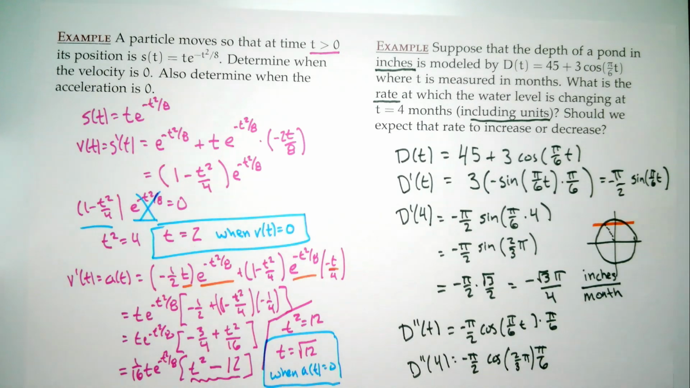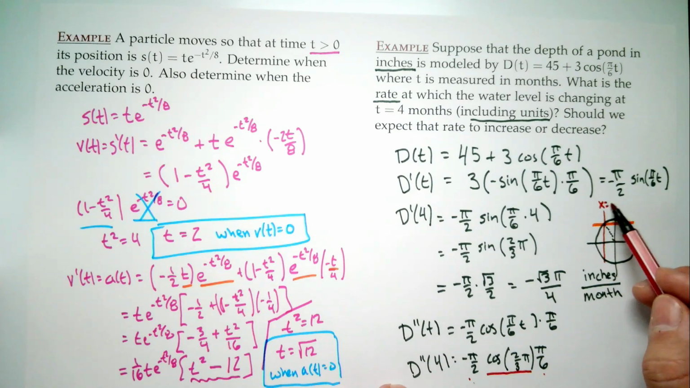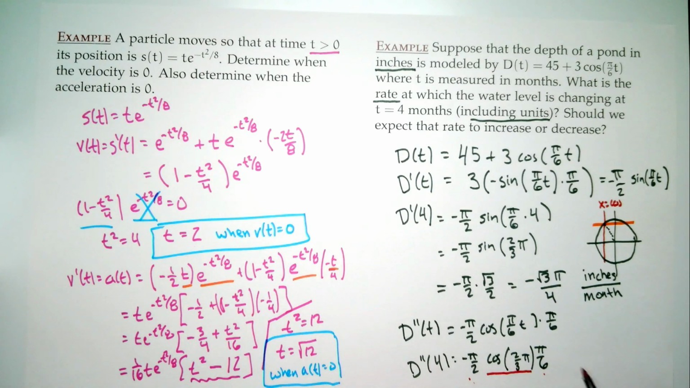So what do I need to figure out? Well, pi over 2 and pi over 6, I really don't need to know those two, but I should probably know cosine of 2/3 pi. So that's the x value. So the x value is the cosine. So what can I say about cosine 2/3 pi? Is it positive or negative? It's negative. And I have another negative up front. So their negatives combined tell us that our second derivative at 4 months is positive.